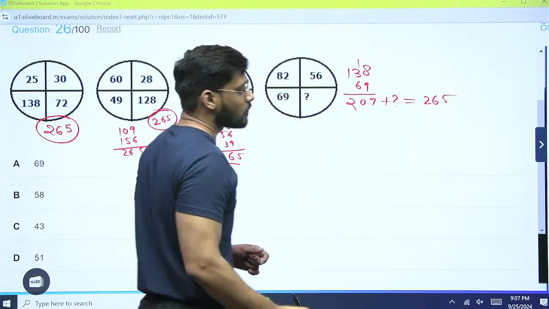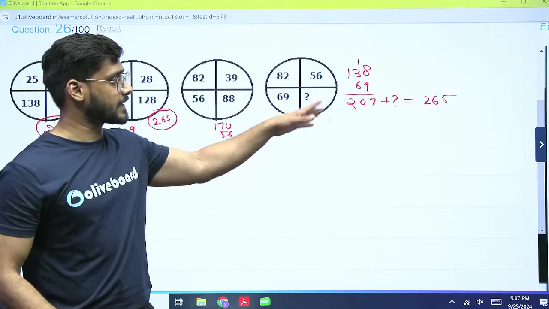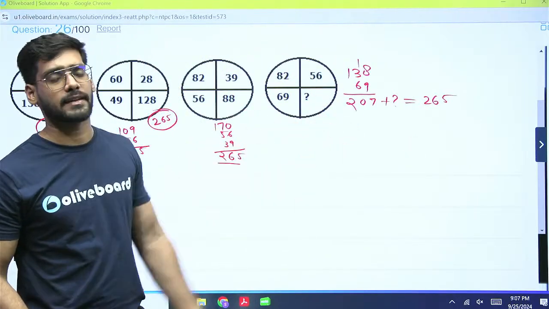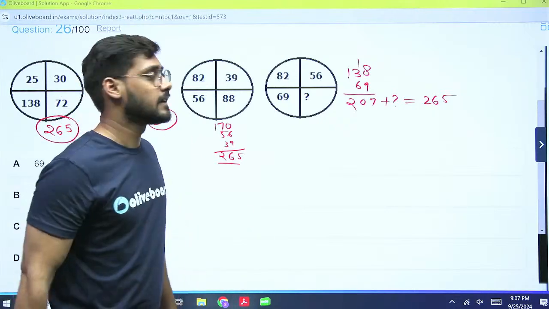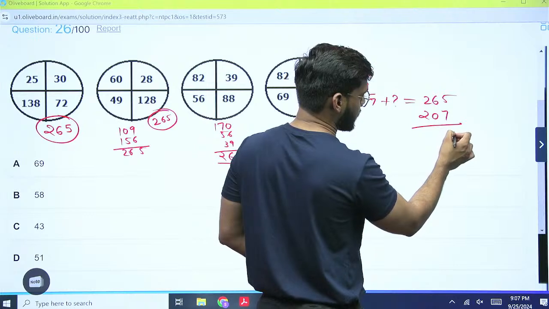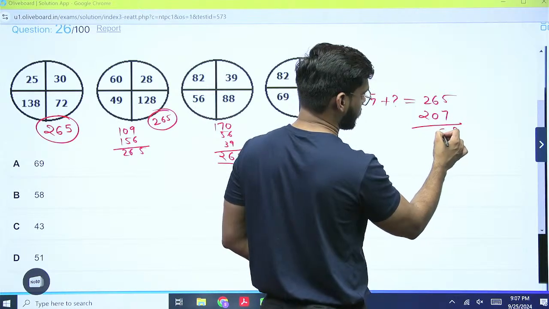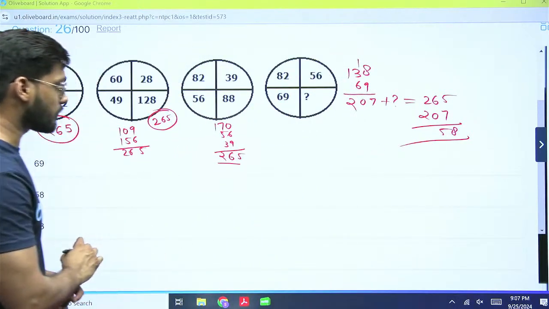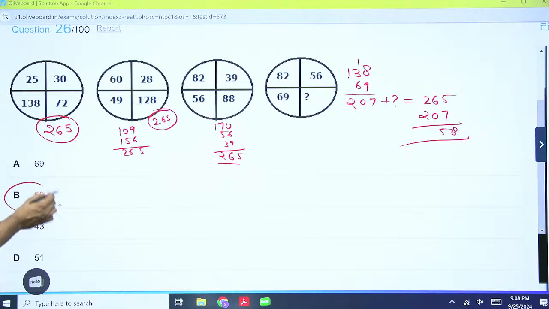265. Now what should be the right answer? If we subtract 207 from 265, then we get the question mark value, right? So what is the resultant? 207, 15 minus 7, 8, and 5 minus 5, 5, 58. There should be 58 given in the options, which matches option number B.